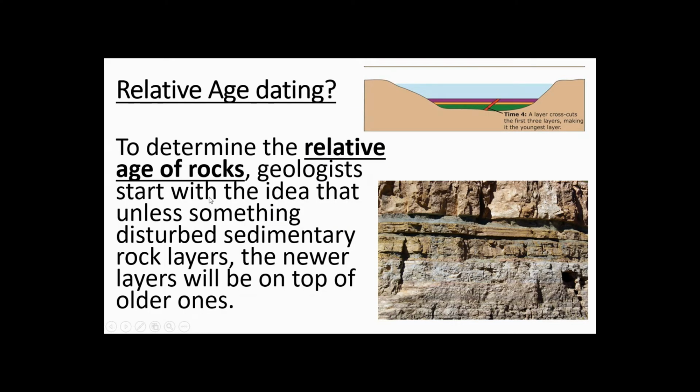Relative age dating. To determine the relative age of rocks, geologists start with the idea that unless something disturbed sedimentary rock layers, remember sedimentary meaning bits of sediment or bits of rocks and things like that have been pushed together and cemented together to make a rock, the newer rock layers will be on top of the older ones. Unless we have this thing where maybe magma shot through all three layers, then we'd say, ooh, that probably happened afterwards because it went through all three layers. It wasn't there before.